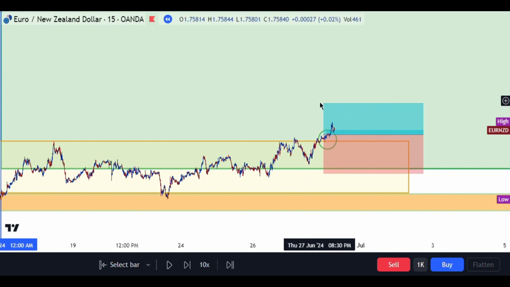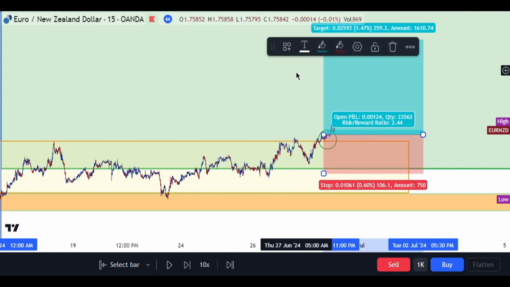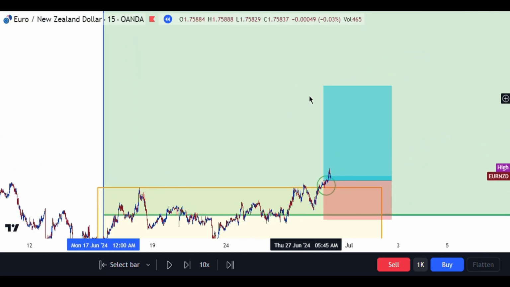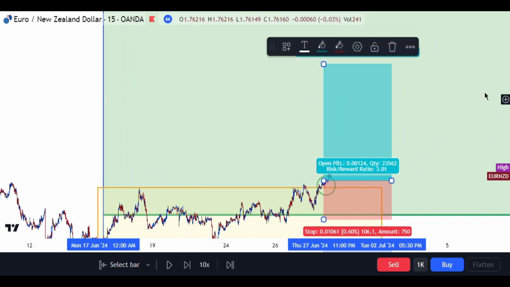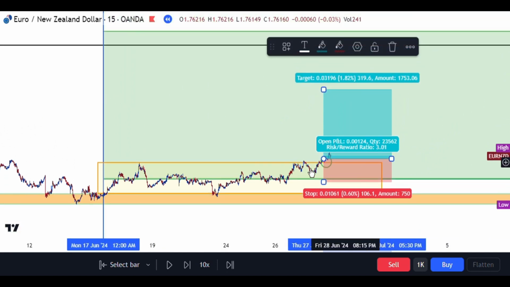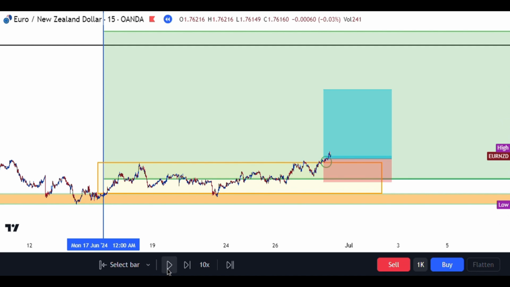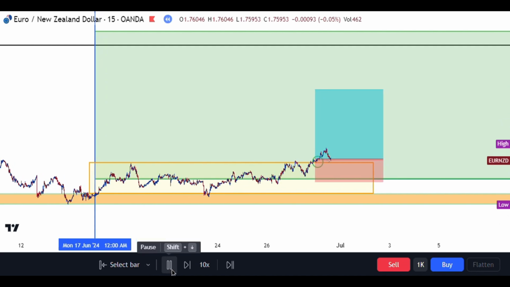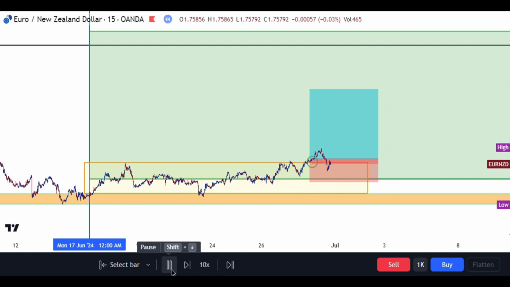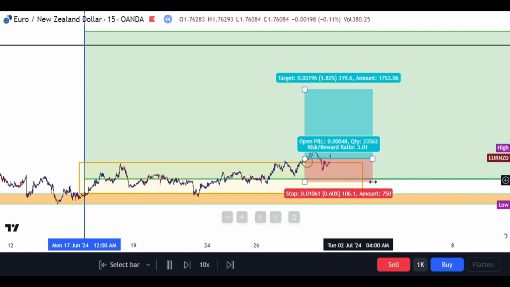I don't know if you can see it. And then we place our stop loss just below here, below that green line. Okay, and then target a 1 to 2 or 1 to 3 risk to reward ratio to the upside. In this case we will target a 1 to 3, and let's see how that plays out. Let's play this and see how that plays out.